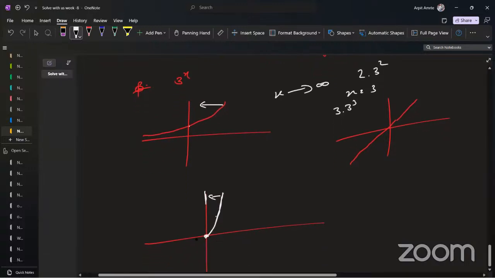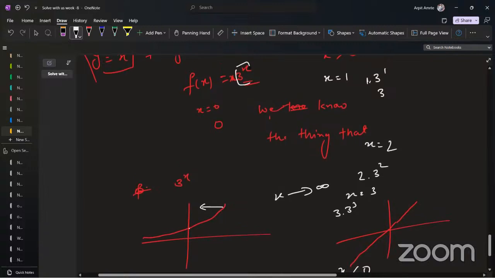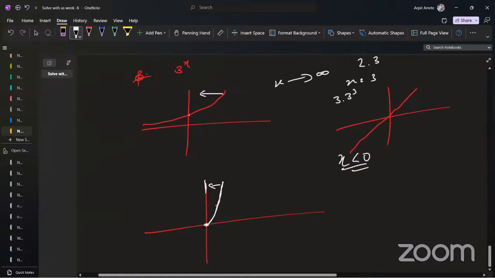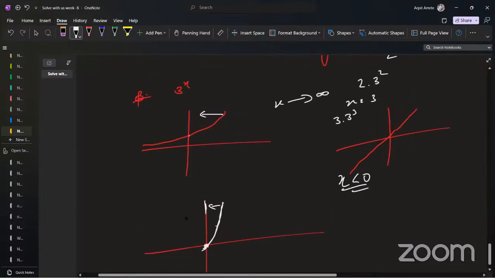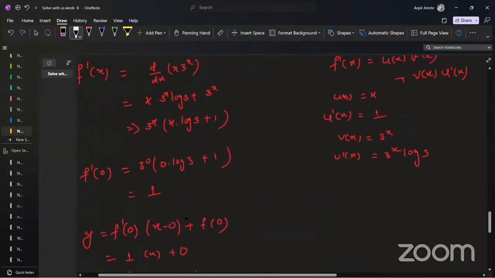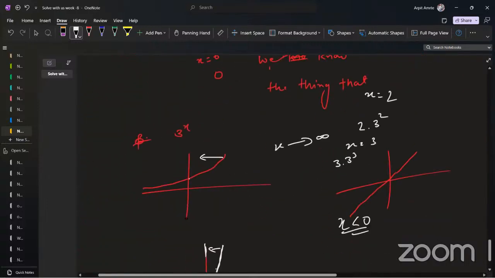Now this is done. Now we need to discuss what will happen when x is less than 0. Because x is less than 0, and for any x this thing will be positive, it means that the graph will lie below the x-axis, right? It will lie below the x-axis. Now what? Is there any doubt? No. Okay, so it will be below the x-axis.